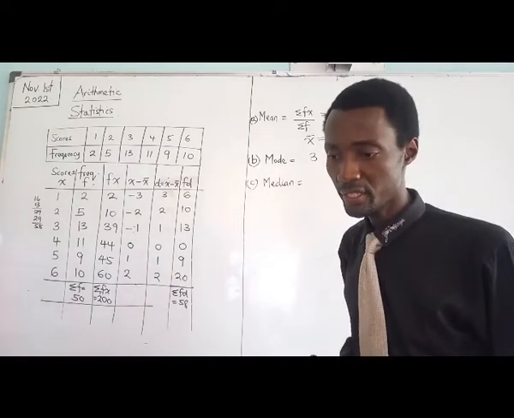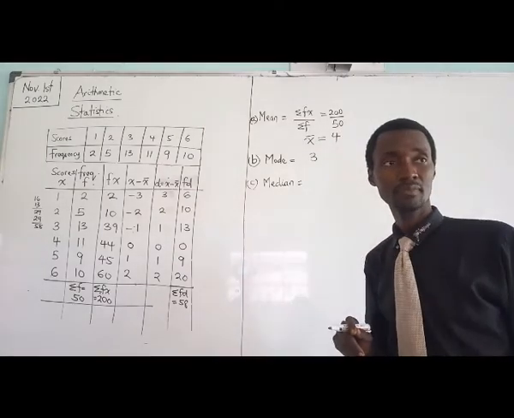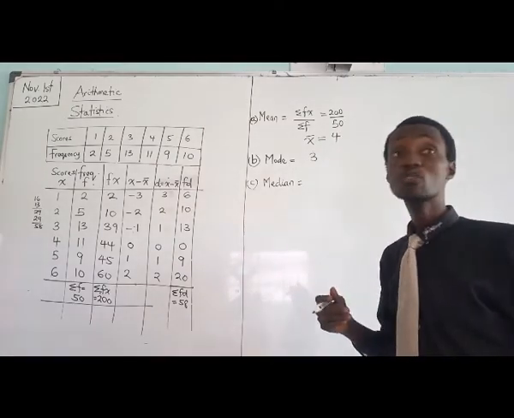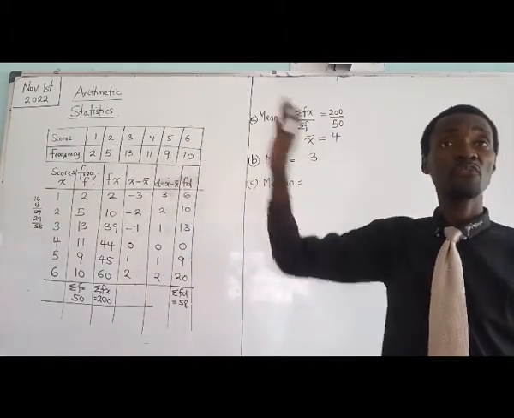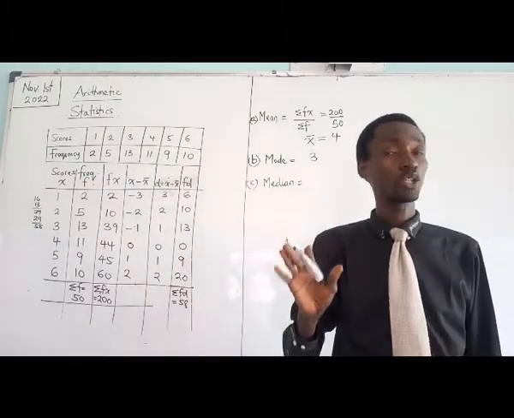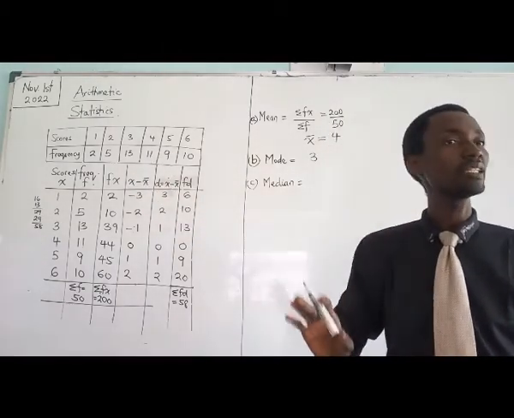The next one will be the median. How do you get the median? There are different ways you can get the median. We have been told that the number of scores here is 50, is that not? The number of scores you have here is 50. So how do you obtain the median?